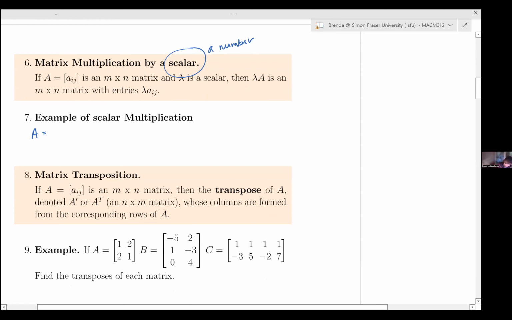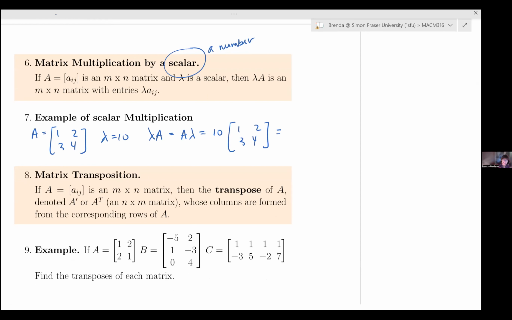Here's a matrix, 1, 2, 3, 4, and here's a scalar, lambda equals 10, and then I want to say what is lambda A, and that is actually the same as A times lambda, which is going to be 10 times 1, 2, 3, 4. Now I simply multiply each one of those elements, 1, 2, 3, and 4 by 10, resulting in this 10, 20, 30, 40. Okay, so that's multiplication by a scalar.